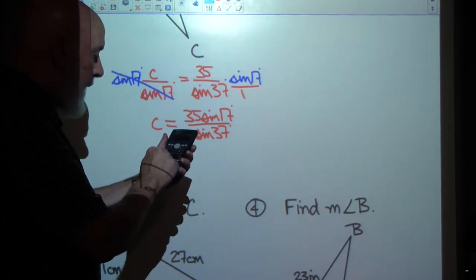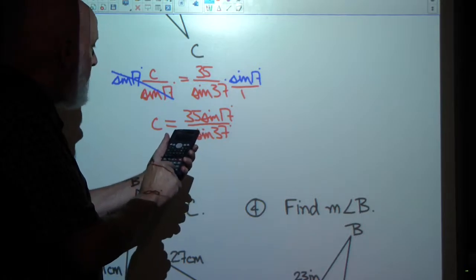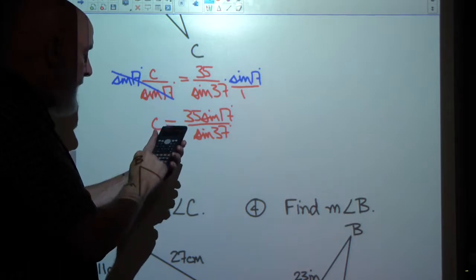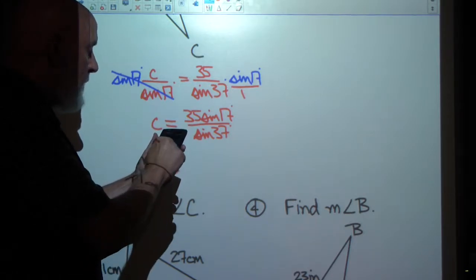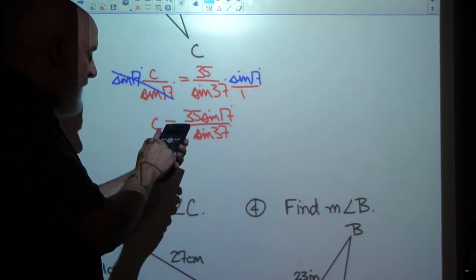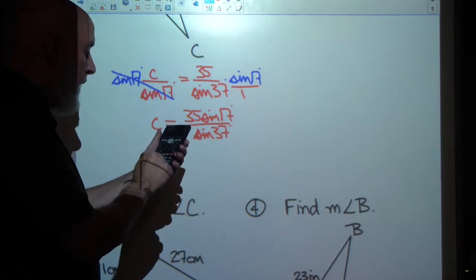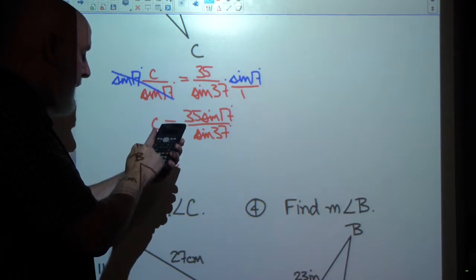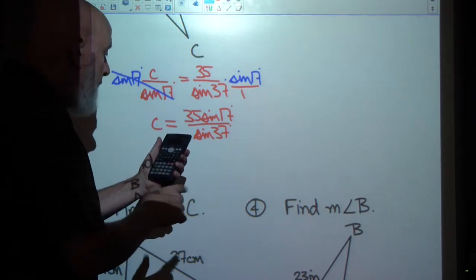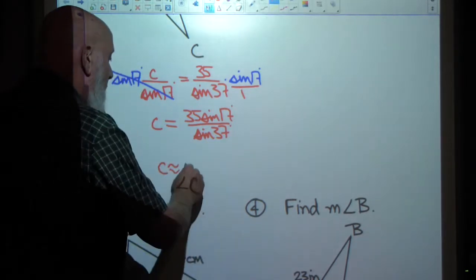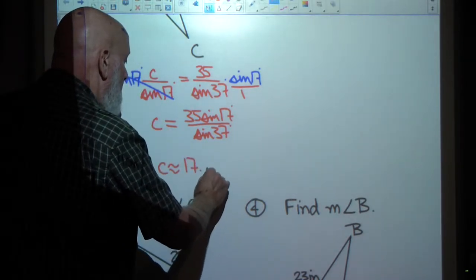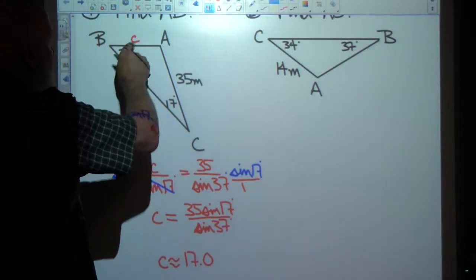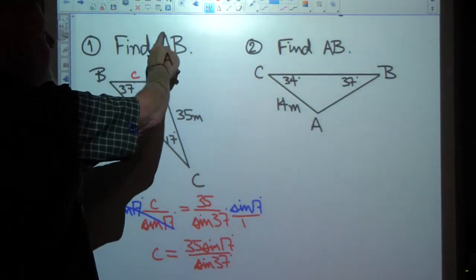35, I hit the wrong button. Sine 17 equals, and then I'm going to divide that by the sine of 37. Divided by sine 37 equals, there we go, 17.0. So that's the length of side C, which is the length of segment AB.